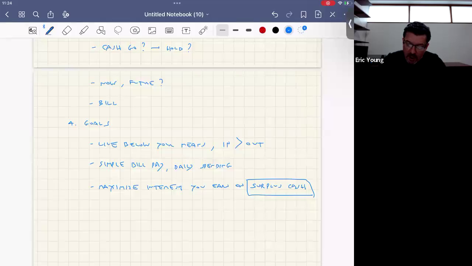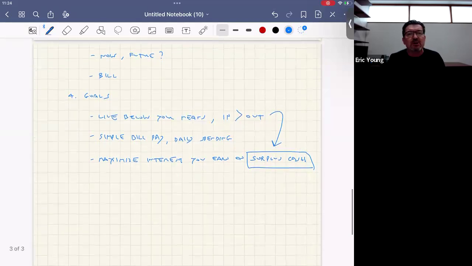But until you deploy that surplus cash, we have to have a bucket to hold it in, an account to hold it in. Usually savings accounts or certificates of deposit called CDs. So those things, you need a place to hold your cash so that you can maximize interest on it. Okay? And then also, you're going to have a goal of measurement.